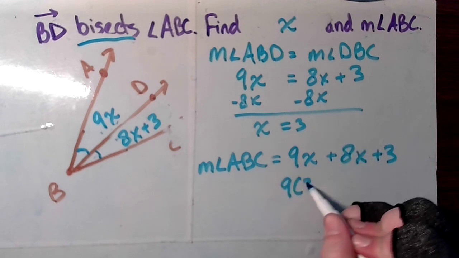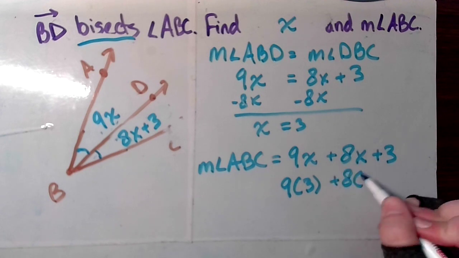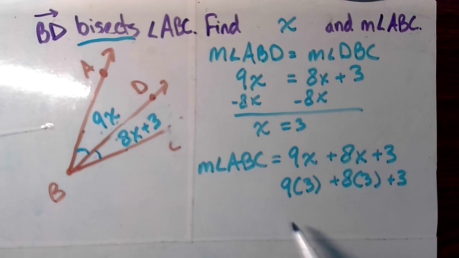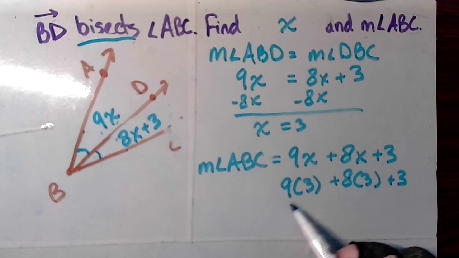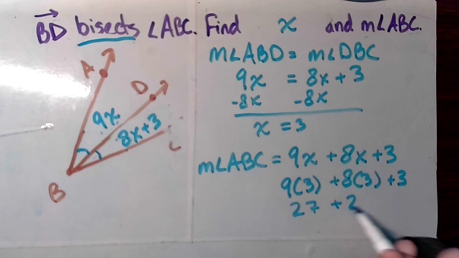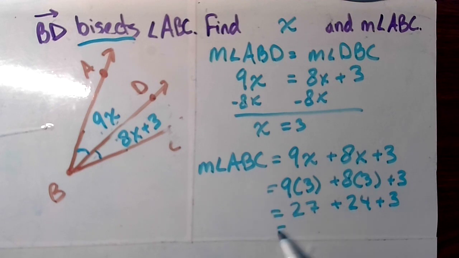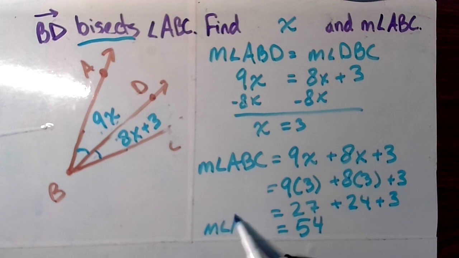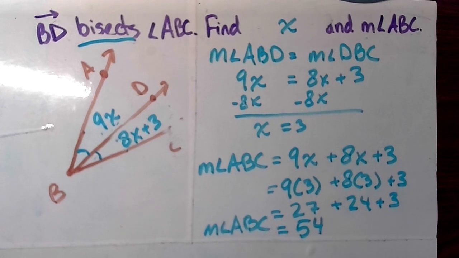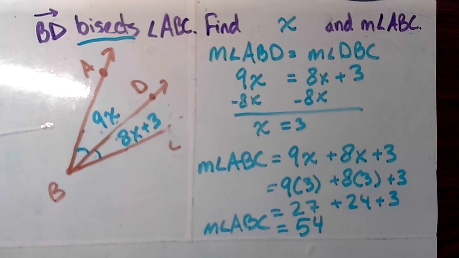But x was 3. So we're going to plug that in. 9 times 3 is 27. 8 times 3 is 24, plus 3. And we finally end up with the measure of angle ABC is 54. Again, slightly different numbers, but that's fine.